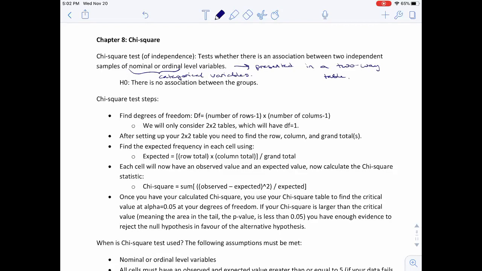Hopefully it sticks around. Right, and so we present these in a two-way table, and then we've got counts in each cell. For our null hypothesis for a chi-squared, it's going to be that there's no association between these two groups, or these two variables. The groups in general, but the variables. Right, so for chi-squared, we're talking about associations.